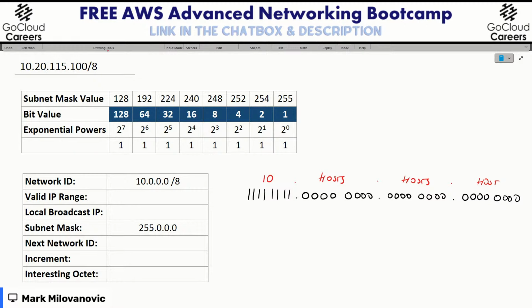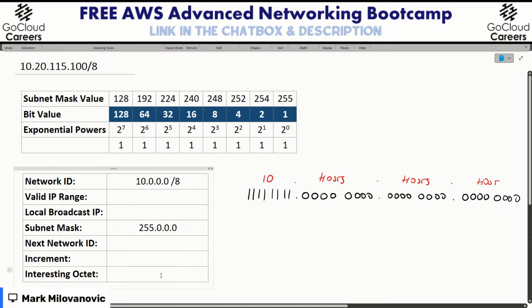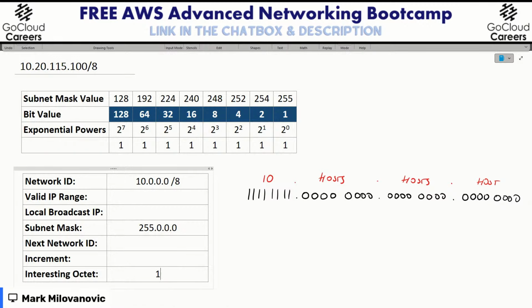Okay. So my interesting octet, the position is going to be the first position. So we want to write that down, basically this one, because that's going to be making up the network. Next, I want to figure out my increment. Basically, by how much does my network grow? And how does it define my boundaries beginning to end?